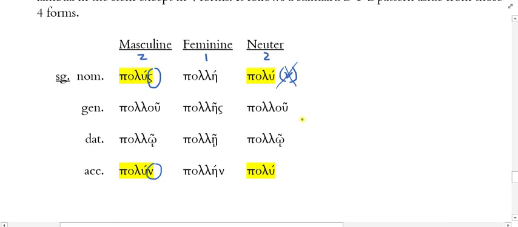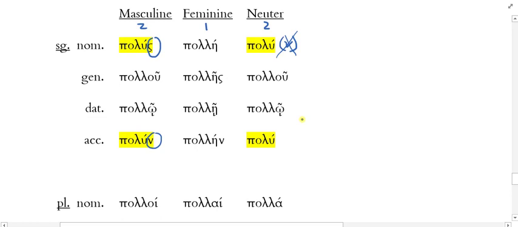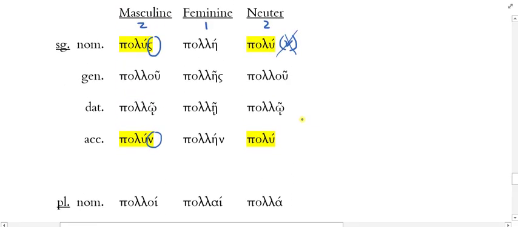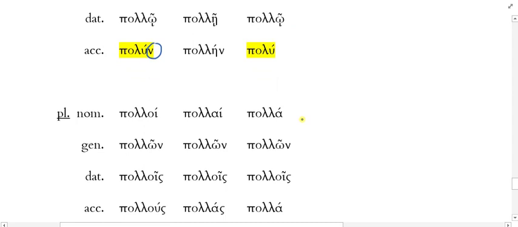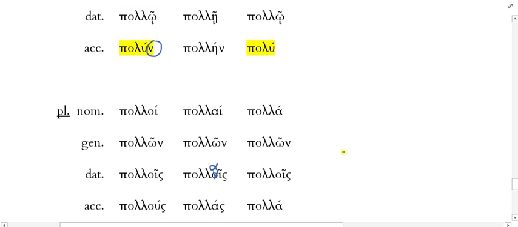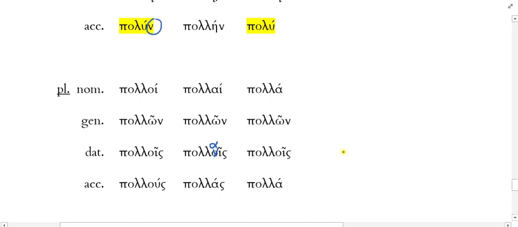All right, so let me just have you repeat after me. We'll read these forms together. Going down the masculine column, polus, polu, pollo, polun, polloi, pollon, pollois, pollous. Feminine forms, polle, pollas, polle, pollen, pollai, pollon, pollais, pollas. Ah, that should be pollais, not pollois. We need to change that to an alpha. Okay, so pollais. And then the neuter forms. Polu, polu, pollo, polu, plural forms. Polla, pollon, pollois, polla. All right, there you go. That is chapter 13.